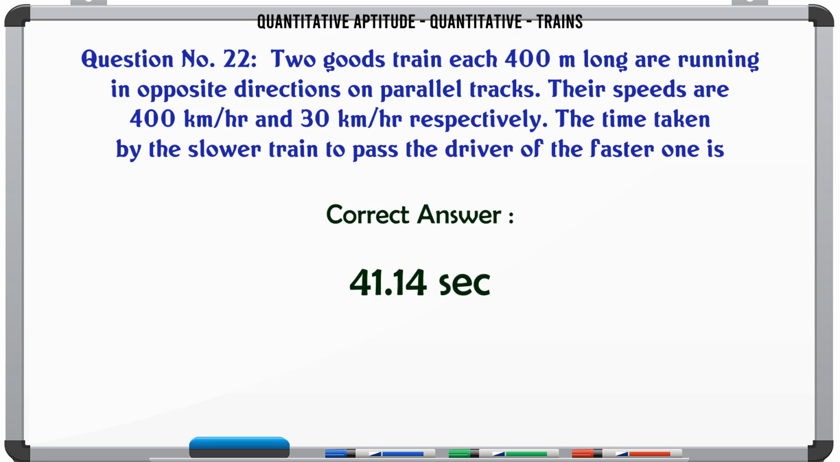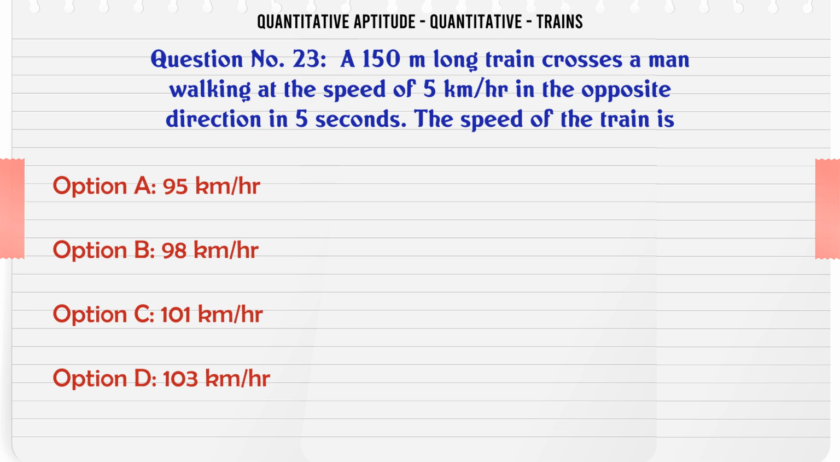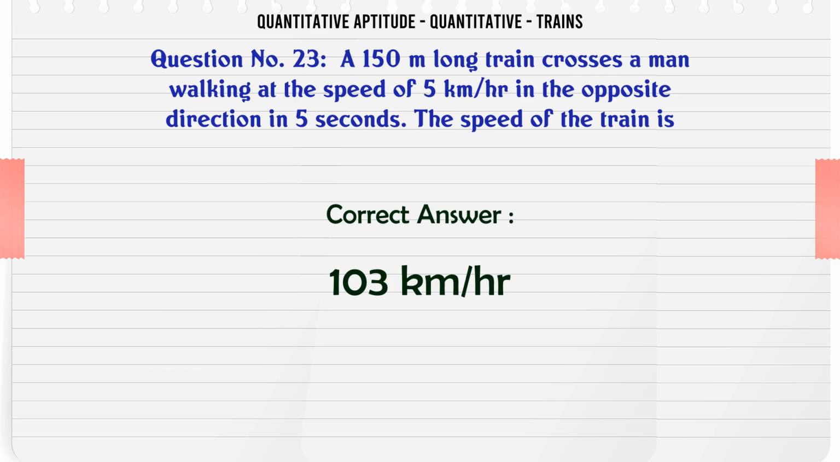41.14 sec. A 150 m long train crosses a man walking at the speed of 5 km/h in the opposite direction in 5 seconds. The speed of the train is A 95 km/h, B 98 km/h, C 101 km/h, D 103 km/h. The correct answer is 103 km/h.